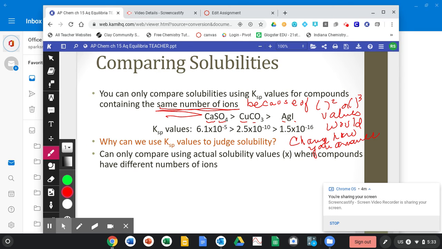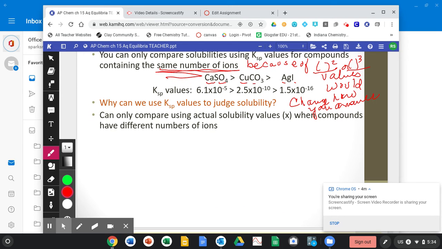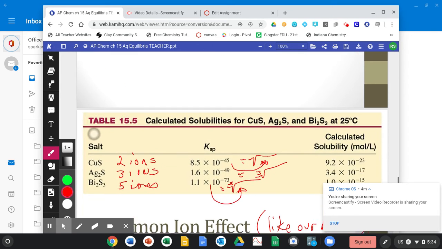Why can we use Ksp values to judge solubility? Because it judges how the value changes. And again, if you have a different number of ions, you're going to end up with squared values, cubed values, and so you'd have to take that into account in your answer. You're going to see where we're going to do that a little later on. You can only compare actual solubility values of x when the compounds have different numbers of ions.